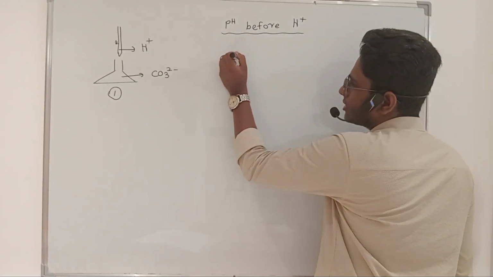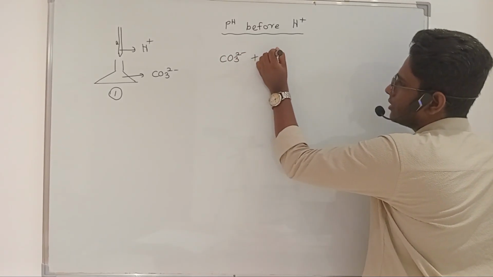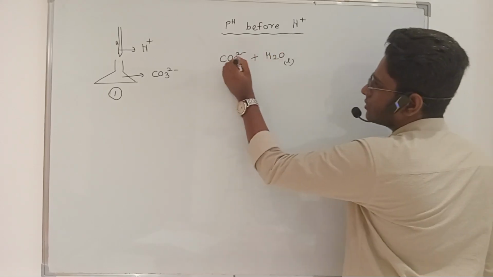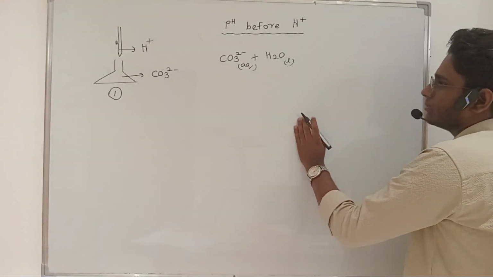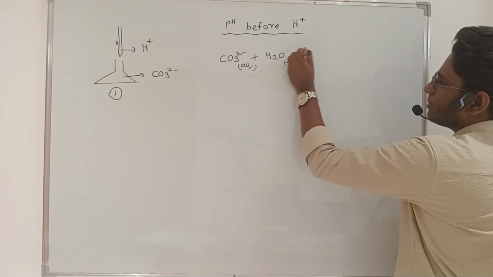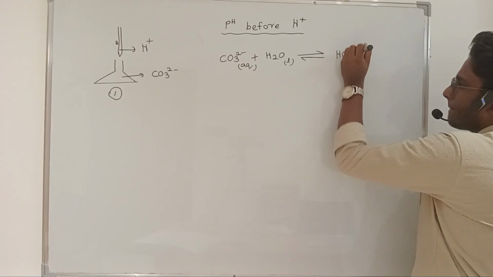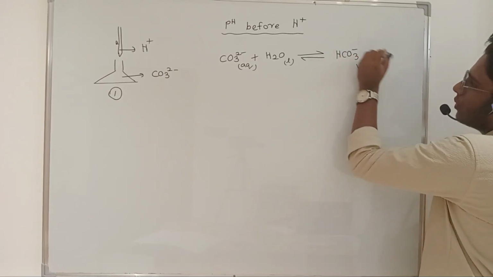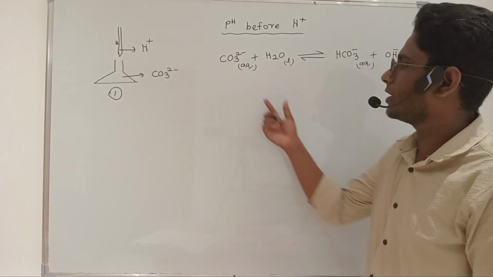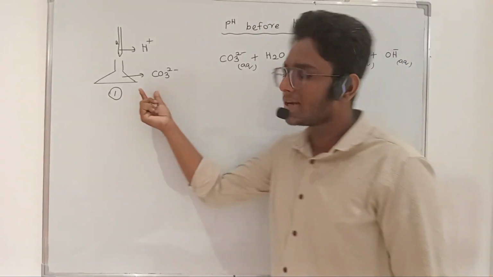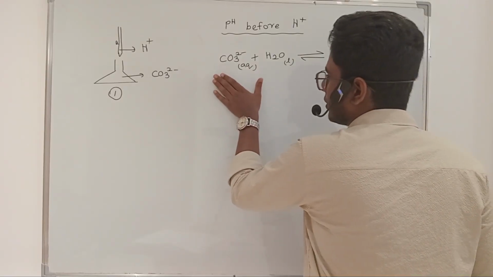Carbonate will be ionizing. So carbonate with the water liquid, right? Physical states are a must in physical chemistry. You have to put the physical states because otherwise you will be losing marks. So carbonate in water, what will happen? It will be ionizing and forming bicarbonate and OH minus. So you all know before the addition of H plus, this is the equilibrium that is present in the titration flask. They will provide the initial concentration of carbonate and the volume of carbonate.